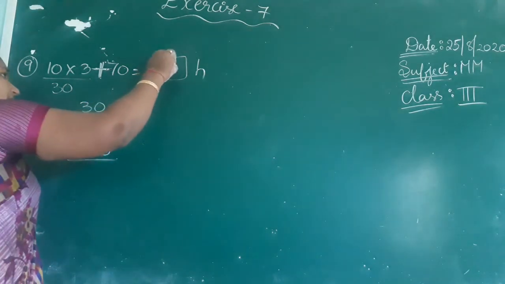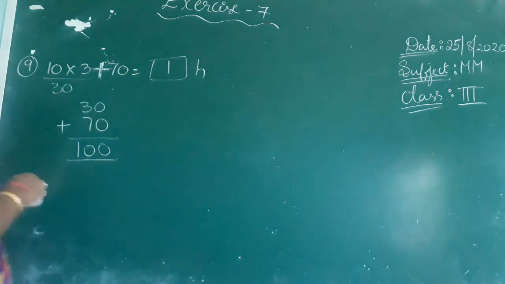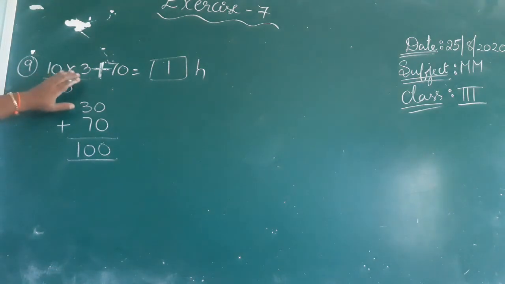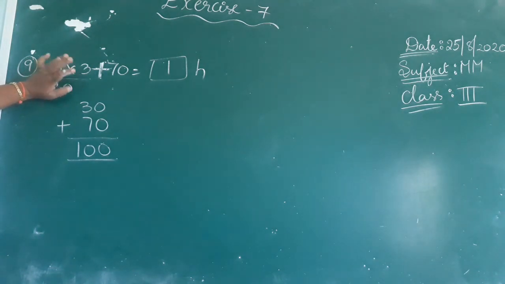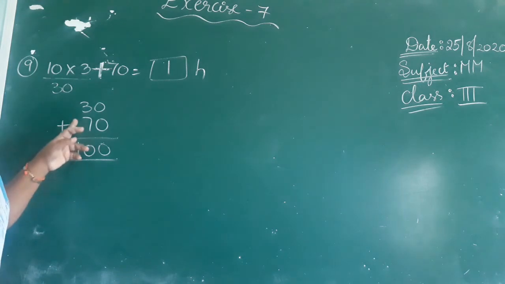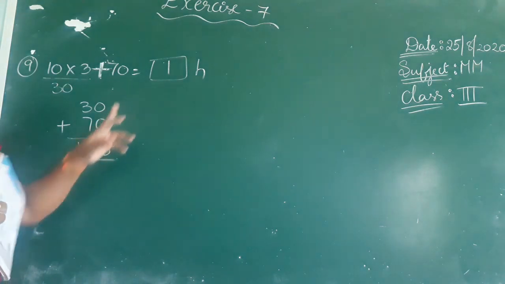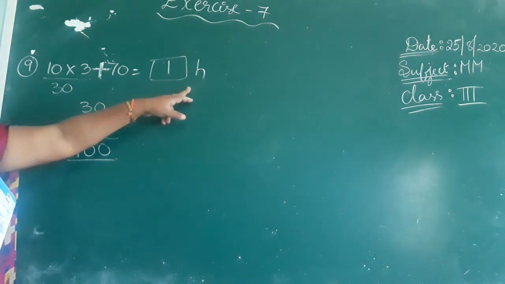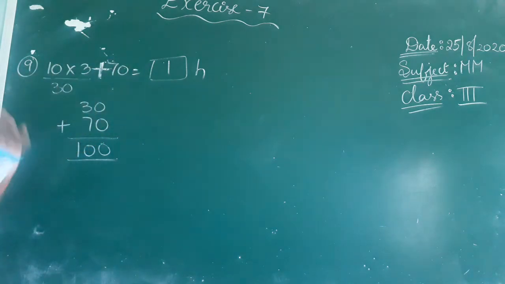So how many hundreds are there in this question? 100. Again I will repeat, children. See this, what is the question given? 10 into 3 plus 70. What is 10 3s? 10 3s are 30. So this 30 and 70 I added. How much is it? 100. They are asking how many hundreds are there. So 100.